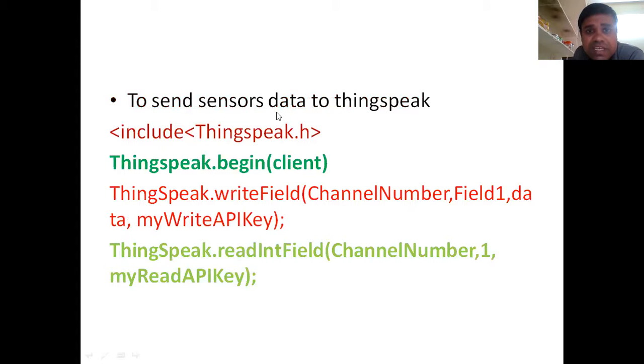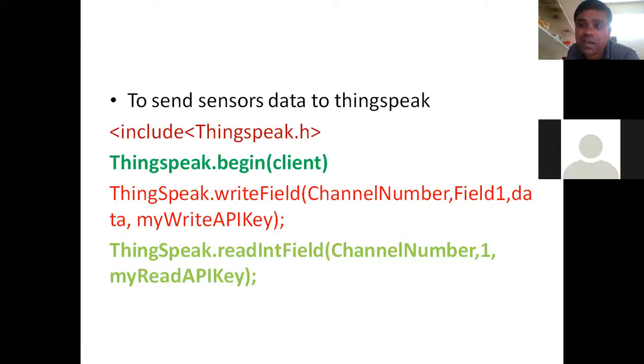Next one is to send the sensor data to ThingSpeak. Our purpose is to send the sensor data to some cloud, the ThingSpeak cloud. First there is a library, #include ThingSpeak.h. It contains the definitions and declarations of all the ThingSpeak library commands. Next, ThingSpeak.begin(client). There is a server and client concept. ThingSpeak.begin is to initialize the ThingSpeak library, similar to Serial.begin(9600), which we write. To initialize the ThingSpeak library, we use ThingSpeak.begin.